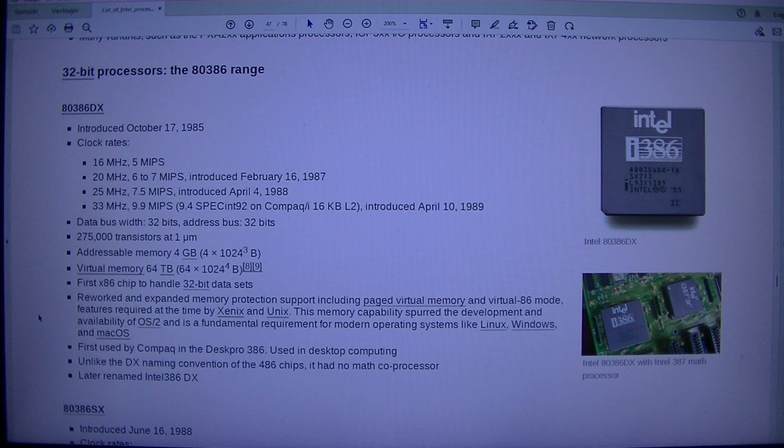First used by Compaq in the Deskpro 386. Used in desktop computing. Unlike the DX naming convention of the 486 chips, it had no math coprocessor. Later renamed Intel 386DX.